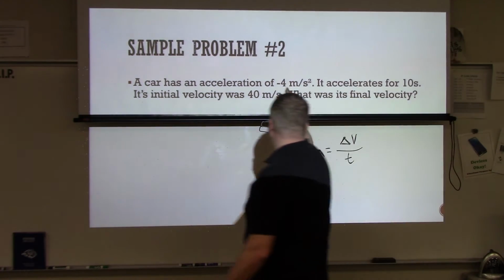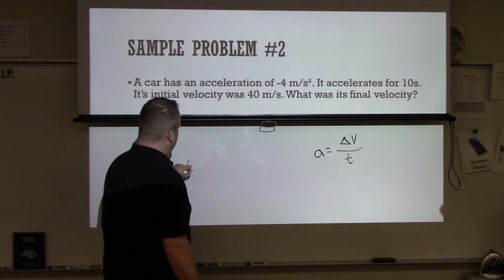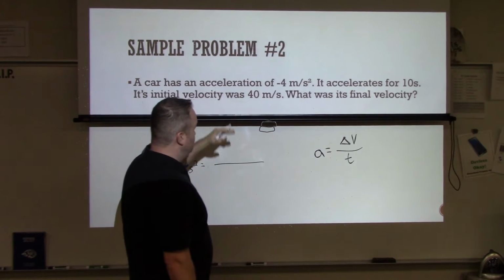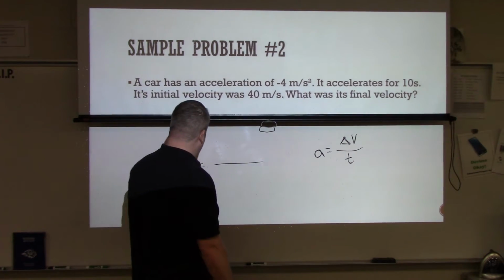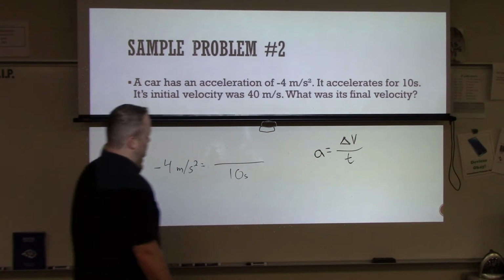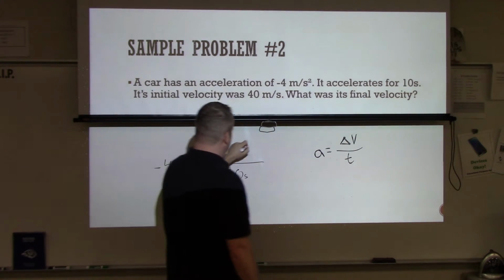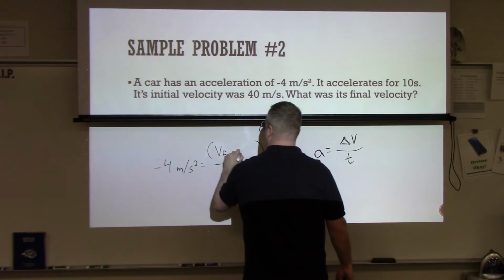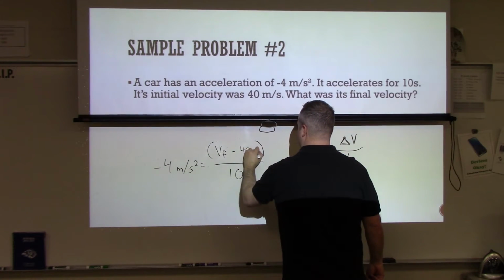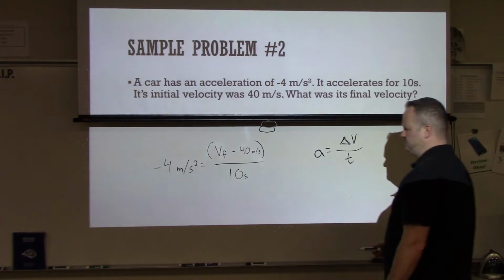All right, so we have our acceleration already. That acceleration is negative 4 meters per second squared. We know that the time it takes for it to slow down, and again, slowing down because that number is negative, is 10 seconds. And we know that its starting velocity was 40 meters per second. So we need to find out what the final velocity is.